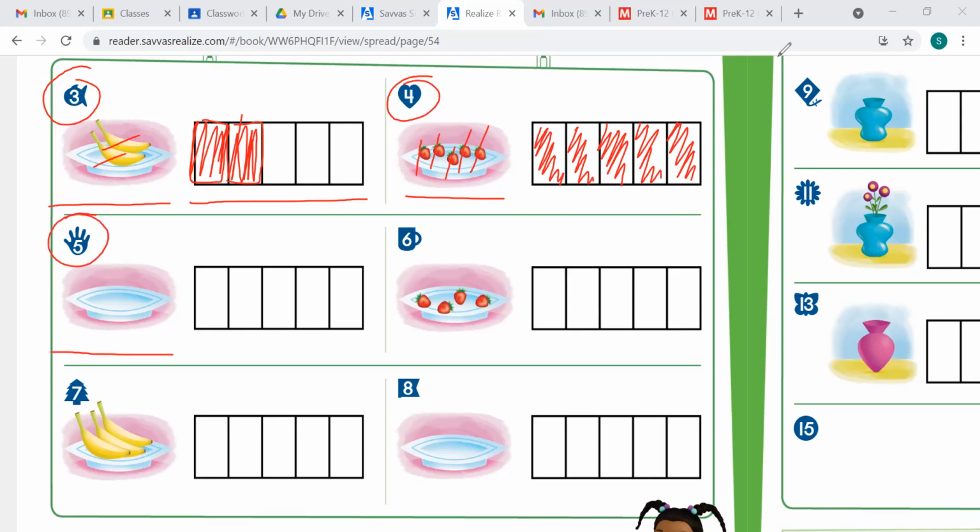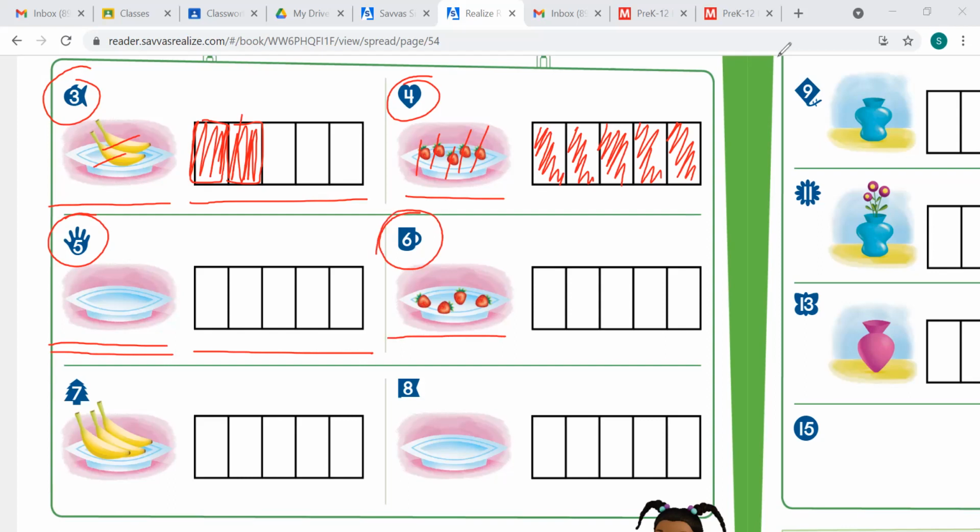Let's go to number 5. Do you see any fruit on this plate? No fruit on the plate. So what do we do here? Do we fill in any boxes? No, there is 0 fruit. So we color in 0 boxes.